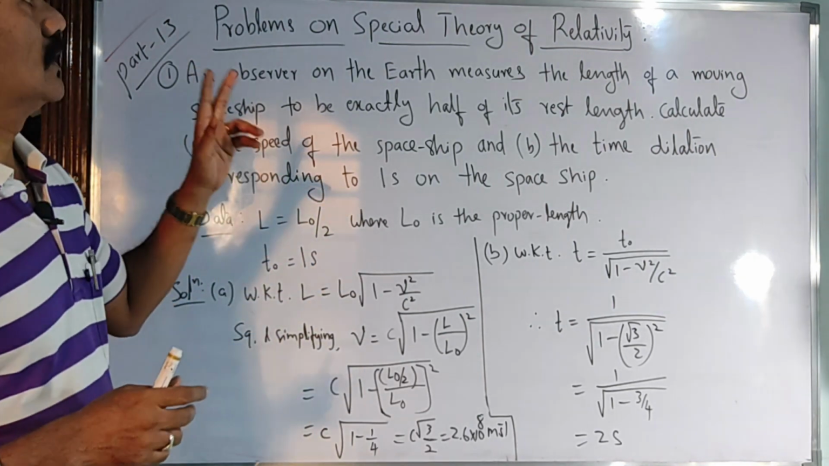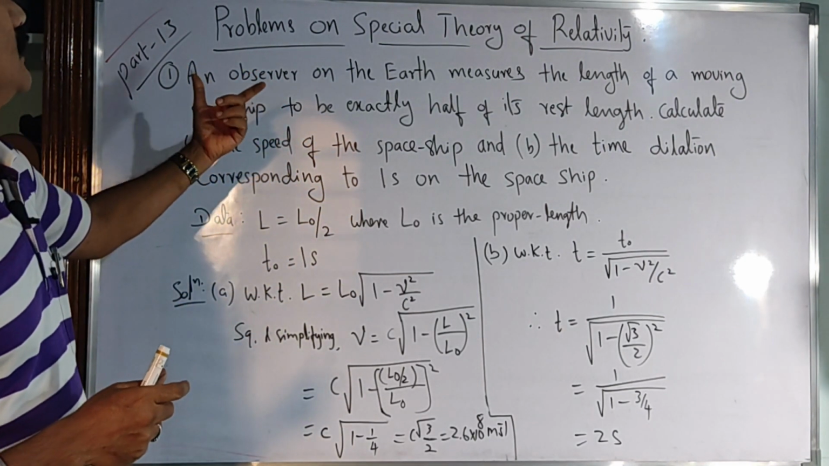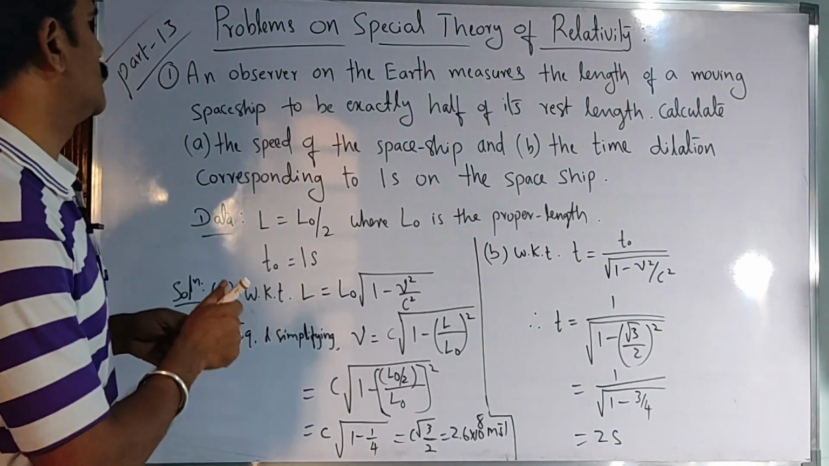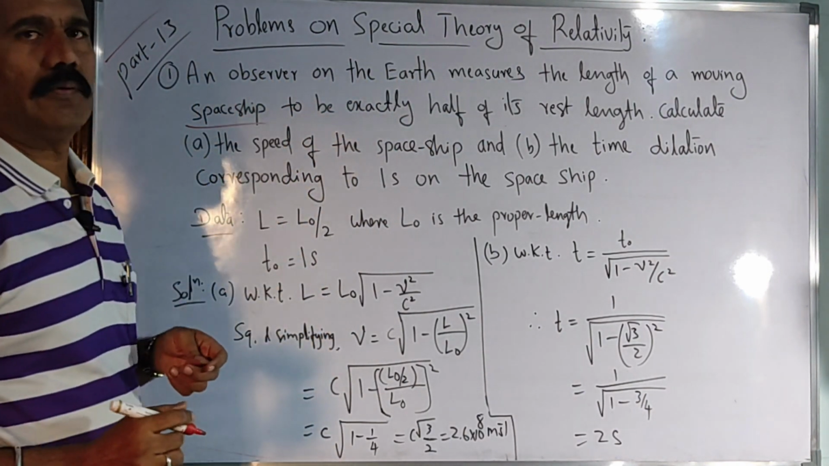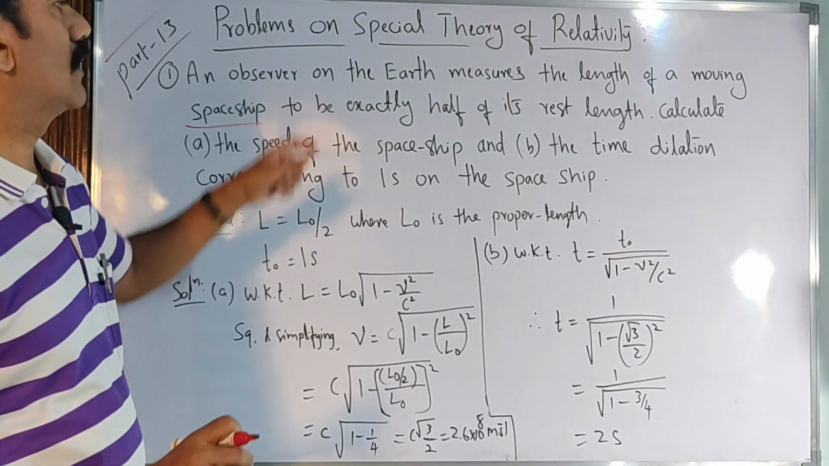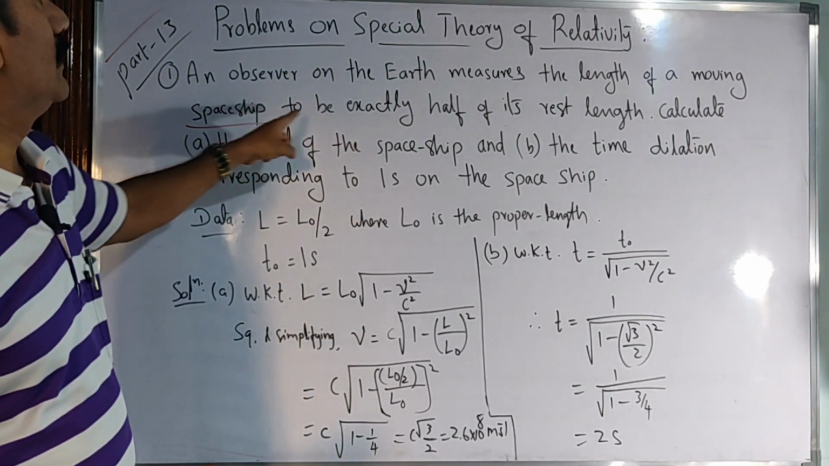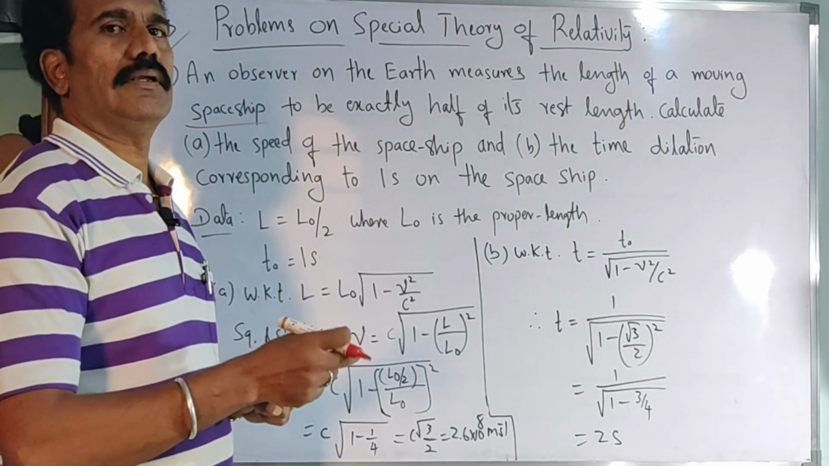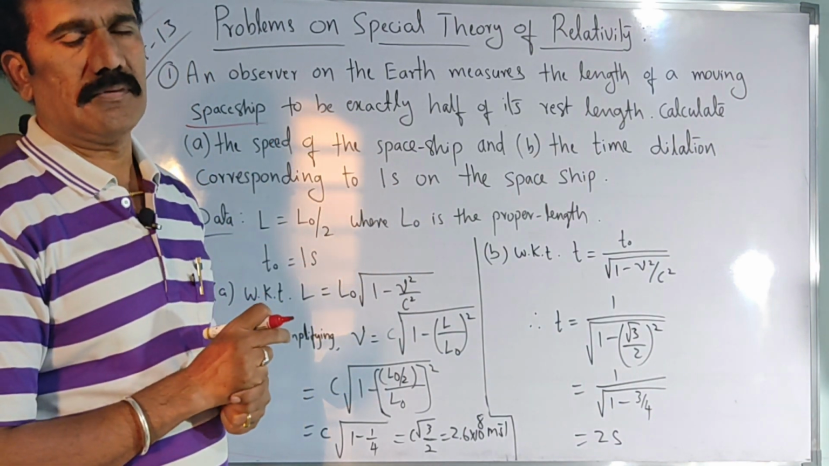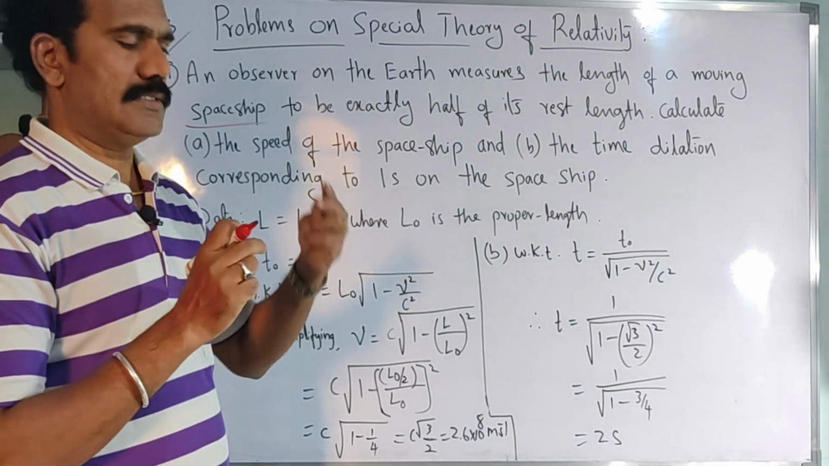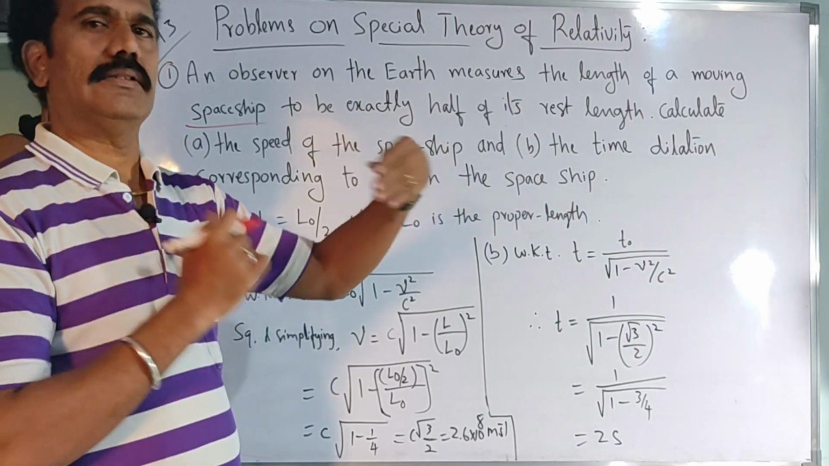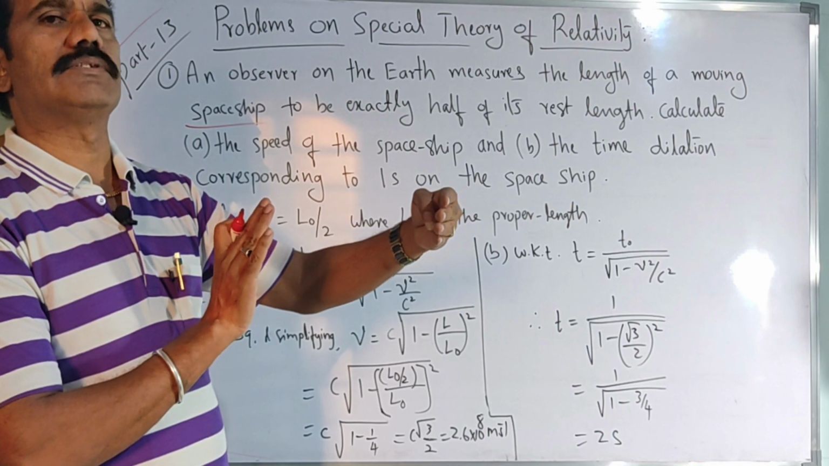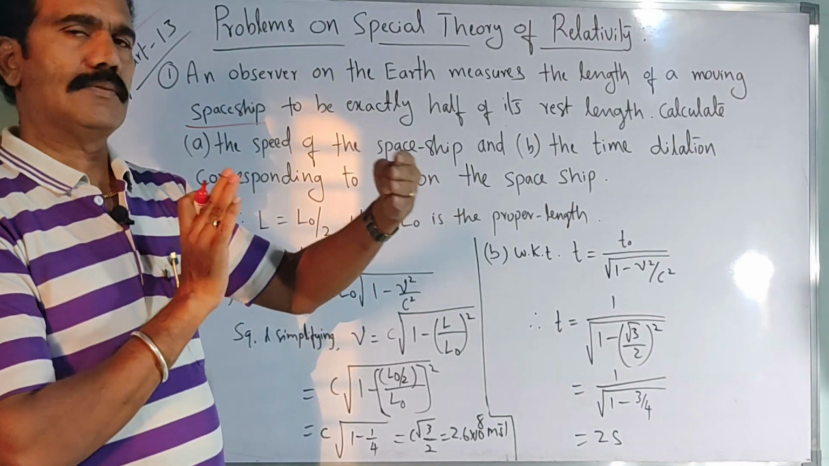There is an object here. What is that object? The observer on the earth measures the length of the moving spaceship. The moving spaceship is the object whose length is measured by an observer on the earth, and he finds it to be exactly half of its rest length. The actual length is measured by the observer in the spaceship itself. That is called the proper length, because the spaceship is moving and the observer is also moving along with it.